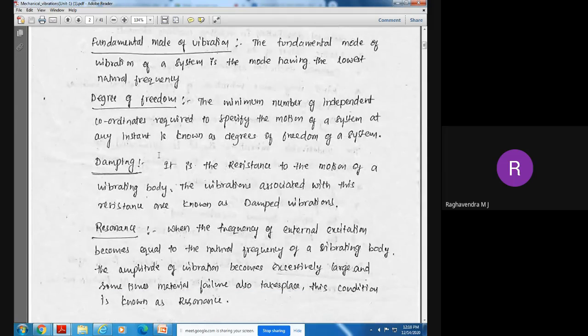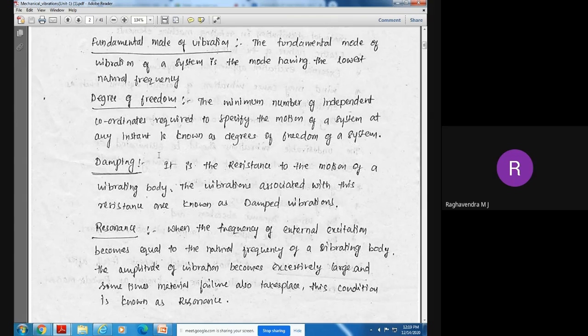You will write your own definition on this. Degrees of freedom: define it as the minimum number of independent coordinates required to specify the motion of a system or a body at an instant. For example, if you take a fan, it will rotate about the vertical axis. That is, rotation is 1 degree of freedom. So the fan has 1 degree of freedom because it is rotation about the vertical axis. Theta is the parameter to measure the degree of freedom. Another example is a body in space, which will have 6 degrees of freedom.